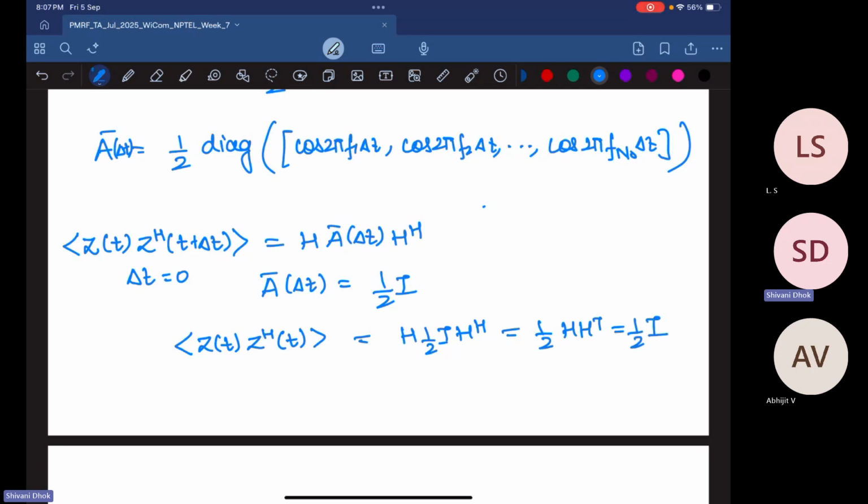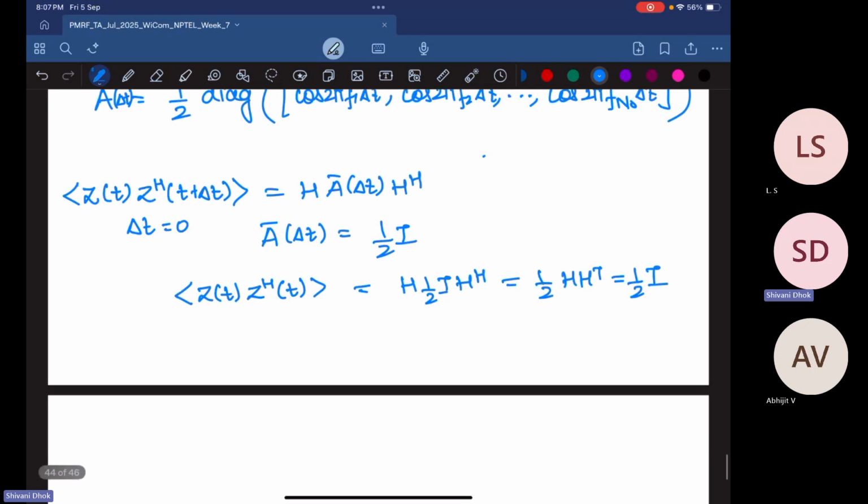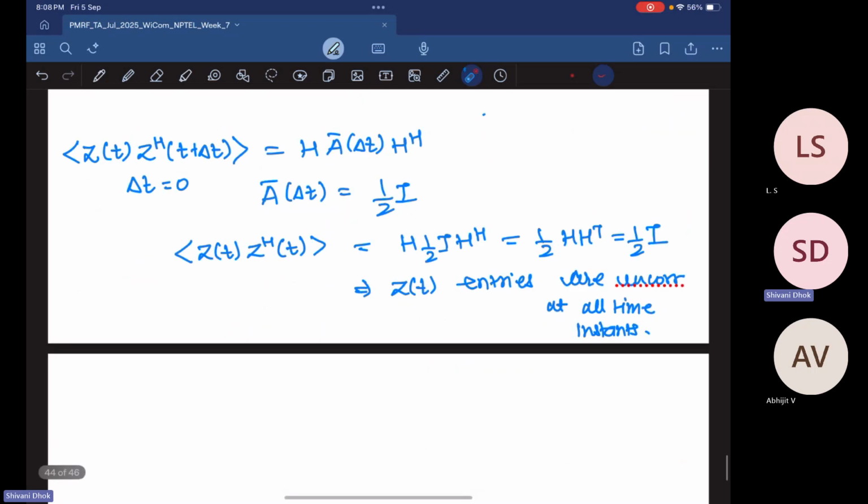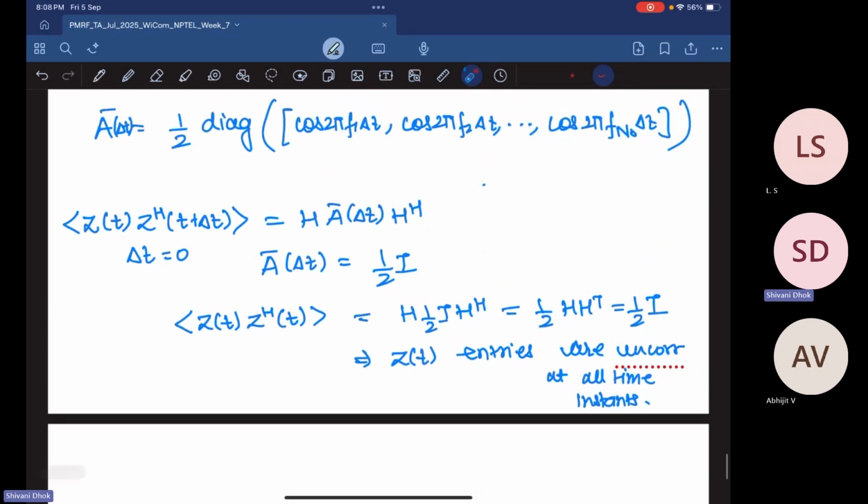Since this is a diagonal entity, which means that Z t entries are uncorrelated at all time instants. This thing will also come out to be uncorrelated, but yeah, I'm messing up a little bit. Yeah, but this is how you will be doing it. It will come out to be diagonal.